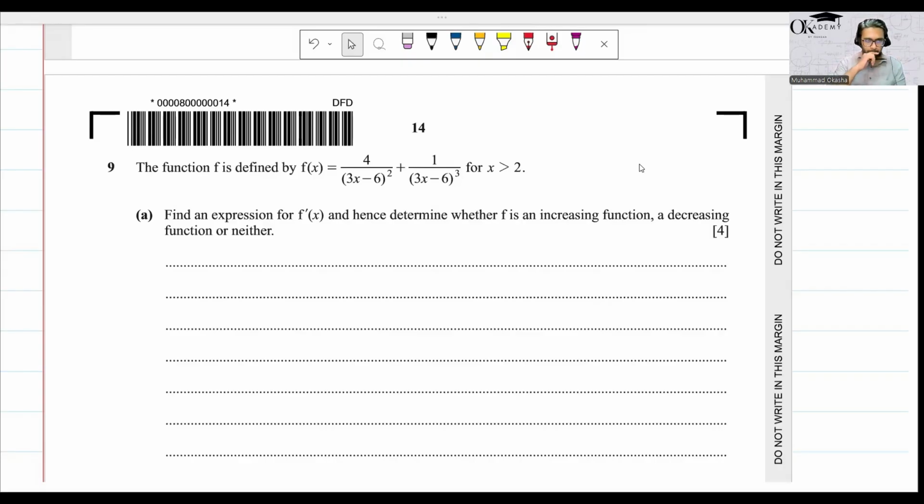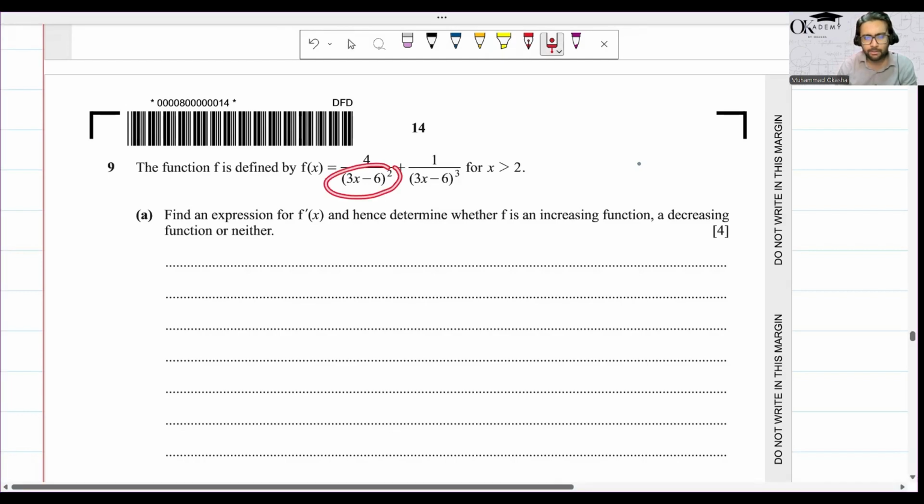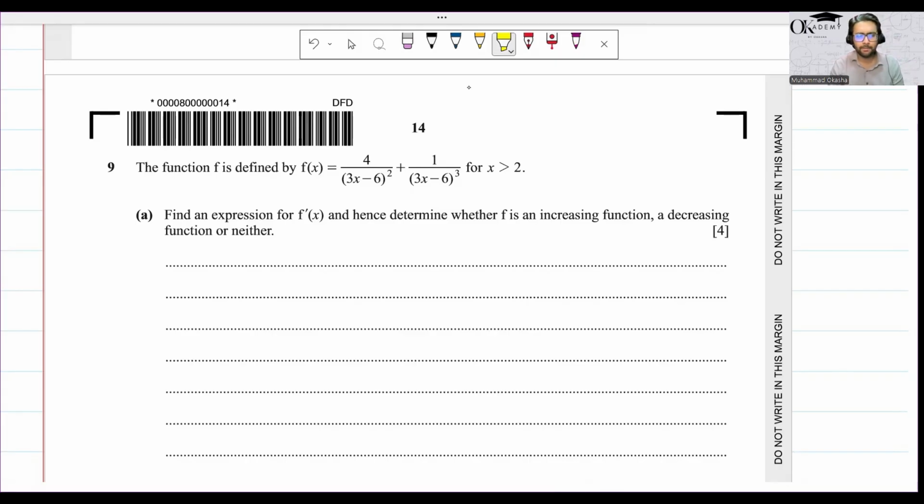We have question number 9. Question number 9 says a function is defined by f of x equals 4 divided by (3x minus 6) squared plus 1 over (3x minus 6) cubed. One thing to notice is that the 3x minus 6 is the same in both denominators. This is for x greater than 2. Find an expression for f prime of x. So we need to take its derivative and determine whether f is an increasing function or a decreasing function or neither. Let's find out.